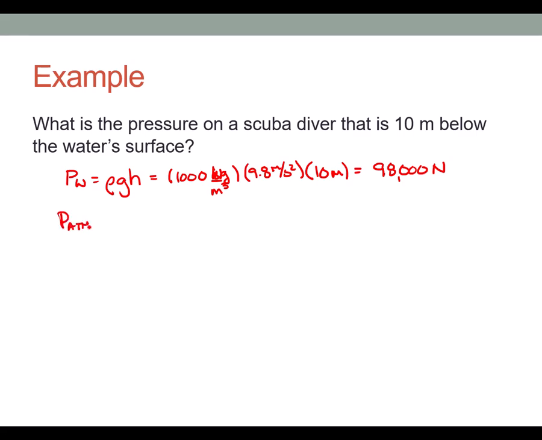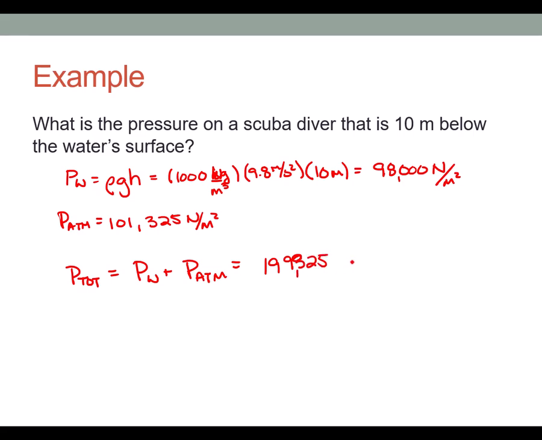The atmospheric pressure, I've given this number a couple of times now, 101,325 Newtons per meter squared. I guess I should finish my units up there as well. So what is the total pressure experienced by this scuba diver? The total pressure will be the pressure of the water plus the atmospheric pressure, and that works out to be 199,325 Newtons per meter squared. Okay. Moving onward.